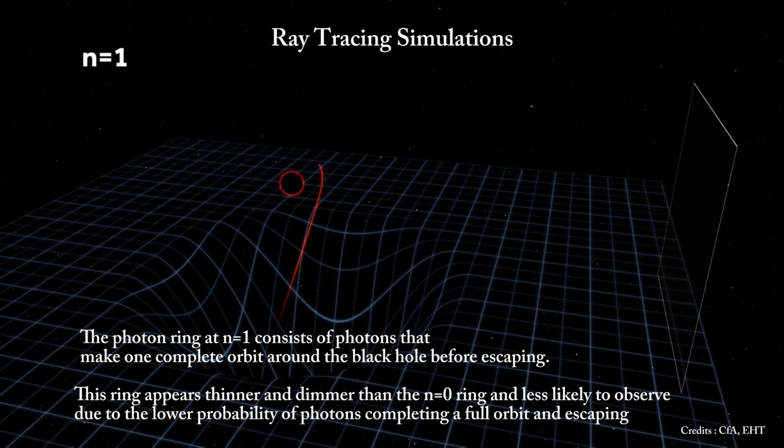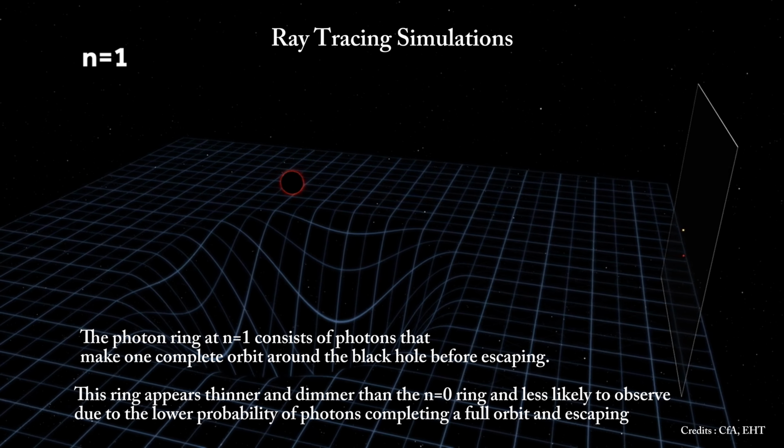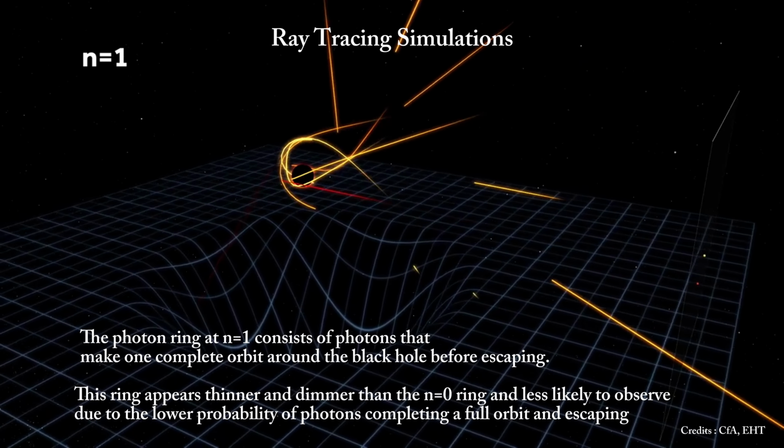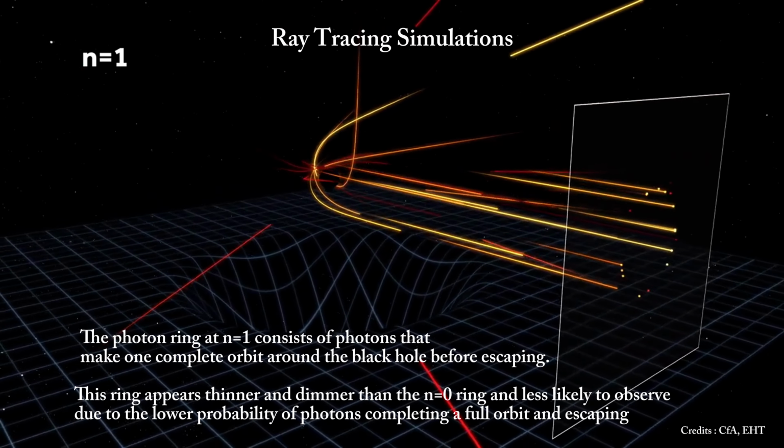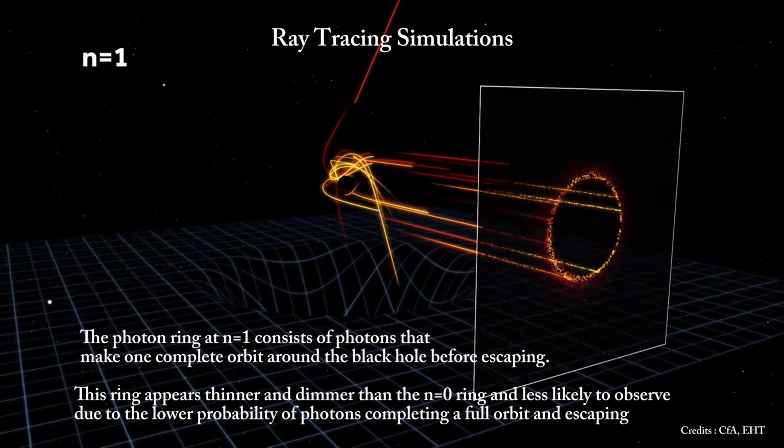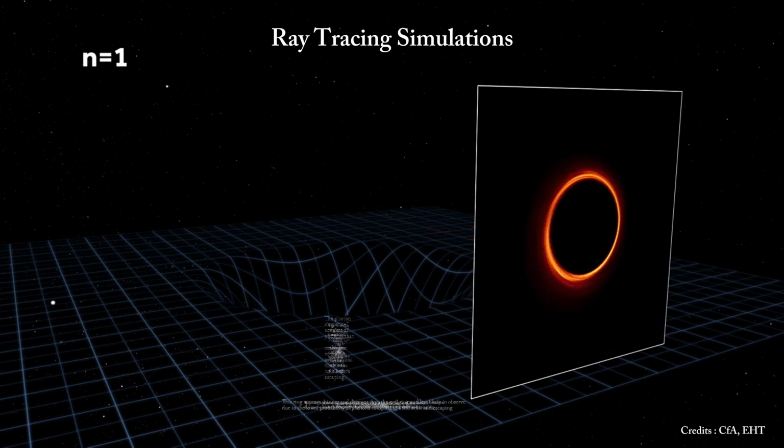The photon ring at n equals 1 consists of photons that make one complete orbit around the black hole before escaping. This ring appears much dimmer because it is less likely to be observed, due to the lower probability of photons doing a full orbit.